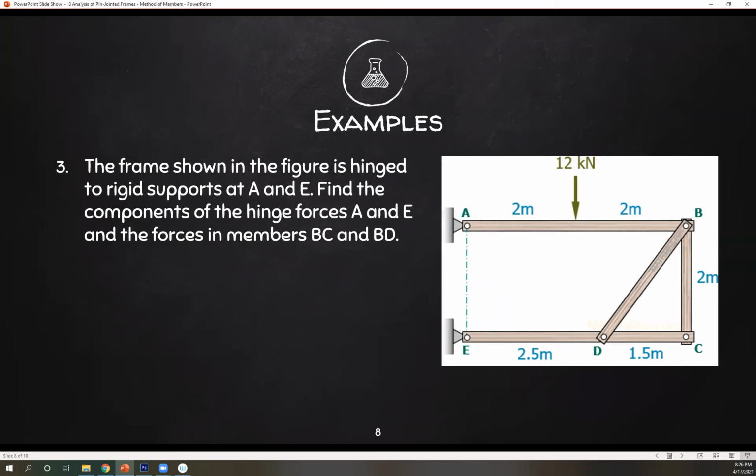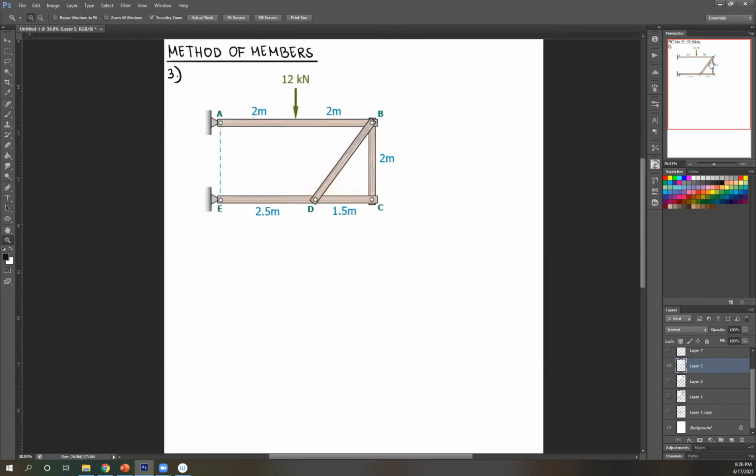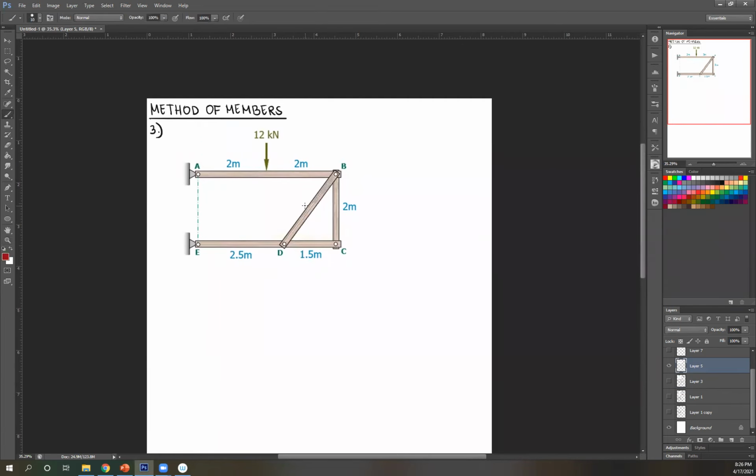So we're looking for four things here. First, reactions at A and E. Okay. Components. So that means that's AV, AH, EV, and EH. Right? Components. And then force in BC and BD. Okay, so let's solve. So let's mark what we want. We want to know force here and force here. Okay, and then the reactions here.